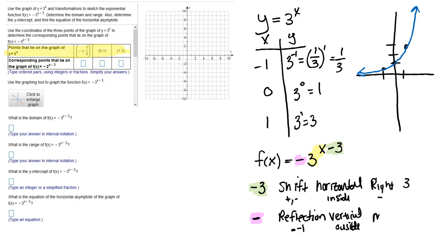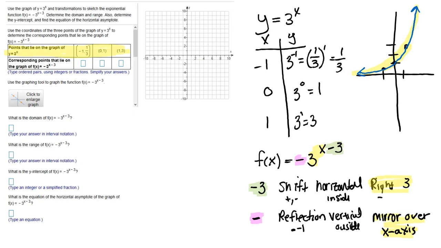So you're going to do a mirror over the x-axis. So if we were to do these two transformations, we would take this graph, this original graph right here, and we want to shift it to the right 3 and reflect it or mirror it over the x-axis.